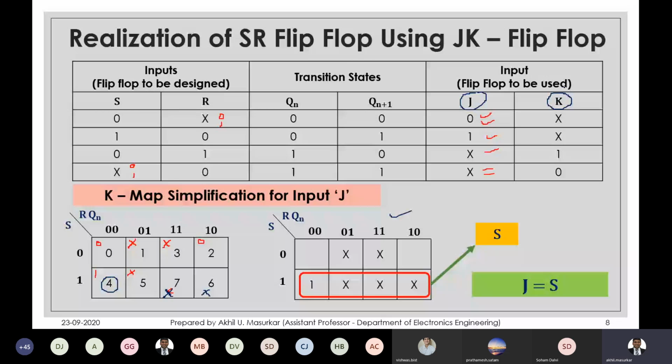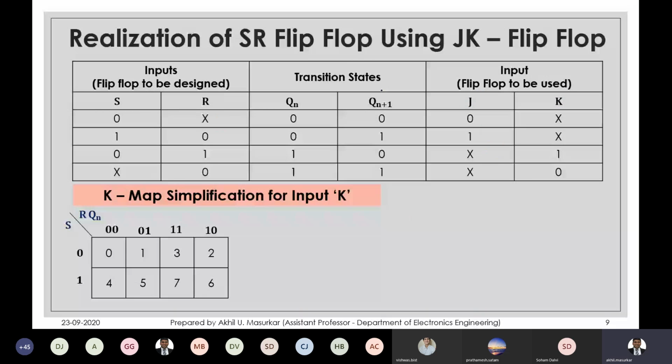Again, we will write here 0, 1, and this X is 0, 1. So again 0 0 0, K is don't care. 0 1 0, again don't care. Then 1 0 0, again K is don't care. Where is 1 0 0? 1 0 0 is 4, so K is don't care. Then we have 0 1 1, that is 1.